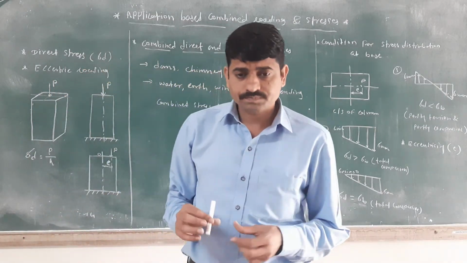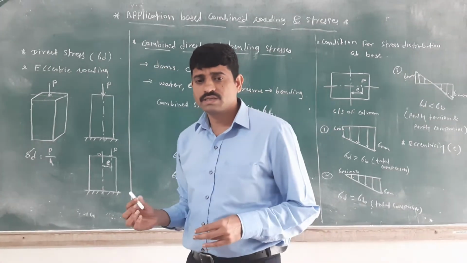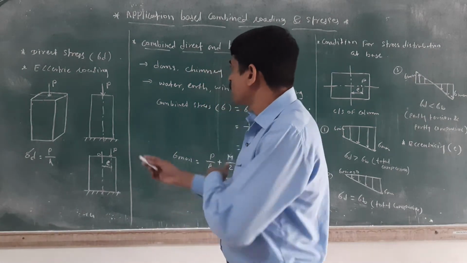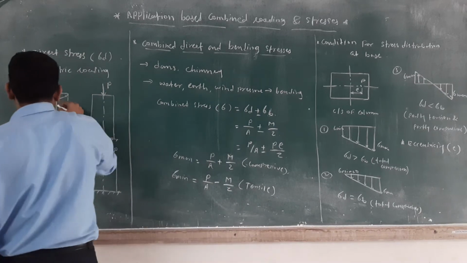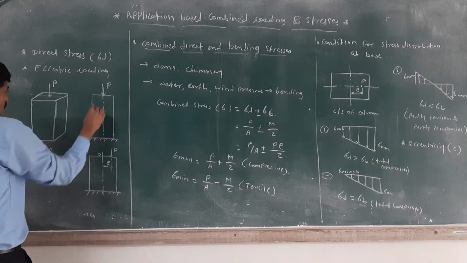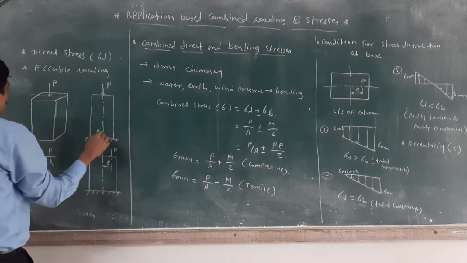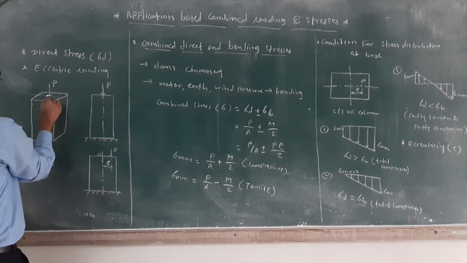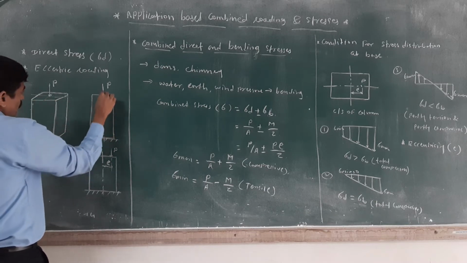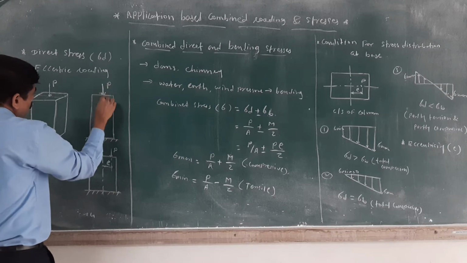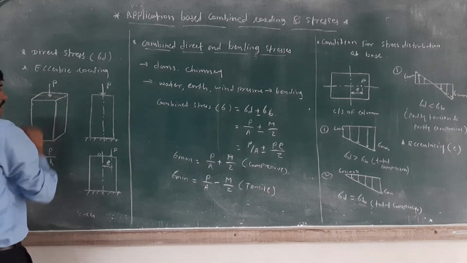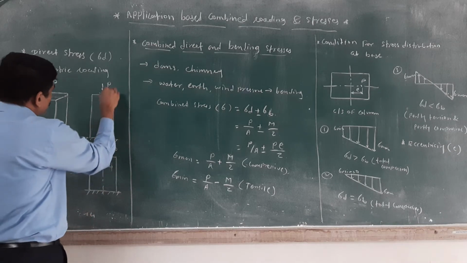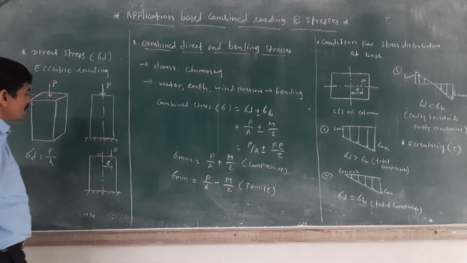All of you getting it? Then next is eccentric loading. I have considered the direct stress here, and I have taken the front view of this. If you check the axis of the column, there is a force P applied on that axis. Here also force P is applied. This is known as a direct stress.